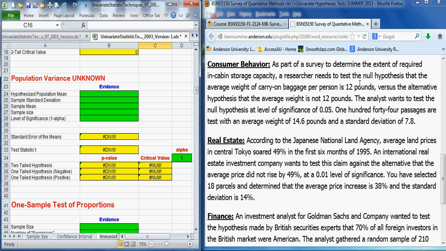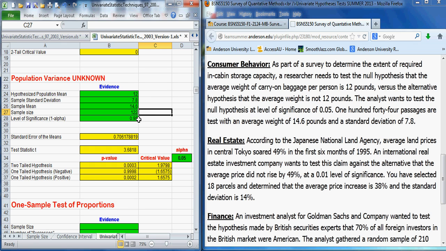The hypothesized mean is 12 pounds, so we'll input 12. The standard deviation, we're told, is 7.8. The sample mean was 14.6, so let's input that number. And we're told the sample size is 144 passengers, and that the alpha in this case is 0.05, therefore the level of significance, 1 minus alpha, is 0.95. And so now we have our information and our results, and we can then test the hypothesis.